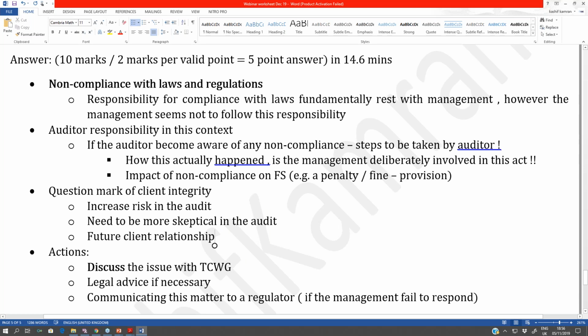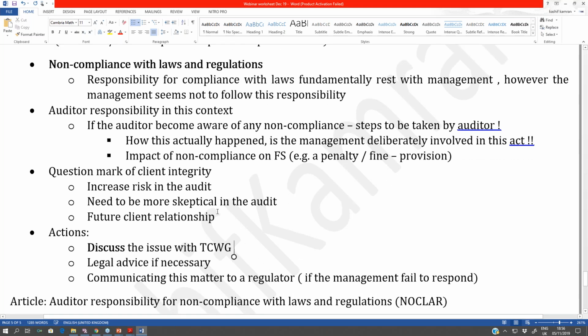Yes, it is true that the management is overriding controls. Management is giving bribes, and when the management is giving bribes, that means the management is overriding the controls. So you need to discuss the issue with those charged with governance to solve the matter. And if they are reluctant, then you need to think about taking legal advice. Then you communicate this matter to a regulator, right? We're not defining legal advice in the exam, right? We just say seek legal advice, take legal advice if necessary.